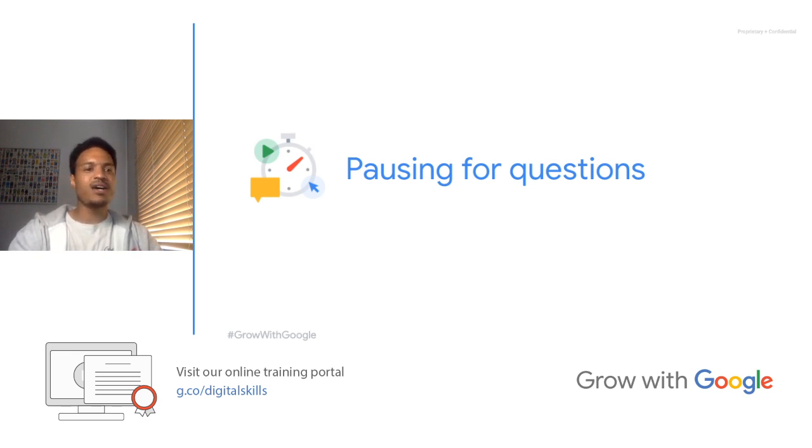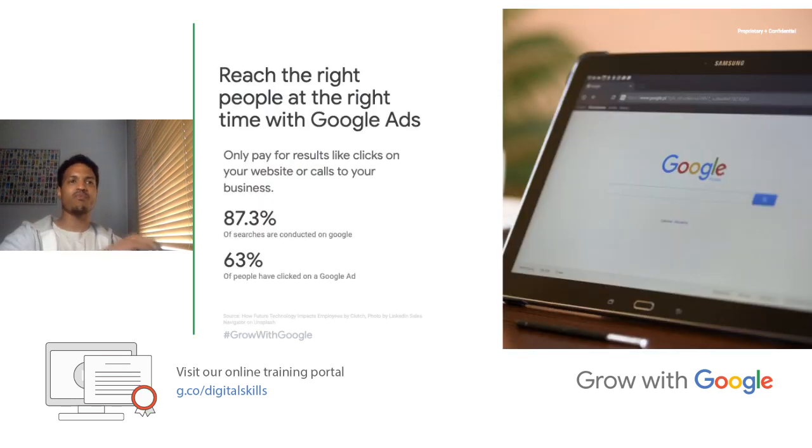All right, so we are on our way with understanding digital marketing. We had a good look at social, but that strategy is really important. Now what we're going to do is take a look at the Google Ads options. In terms of statistics and how it can reach out to people, you can see here that 87.3% of searches are conducted on Google.